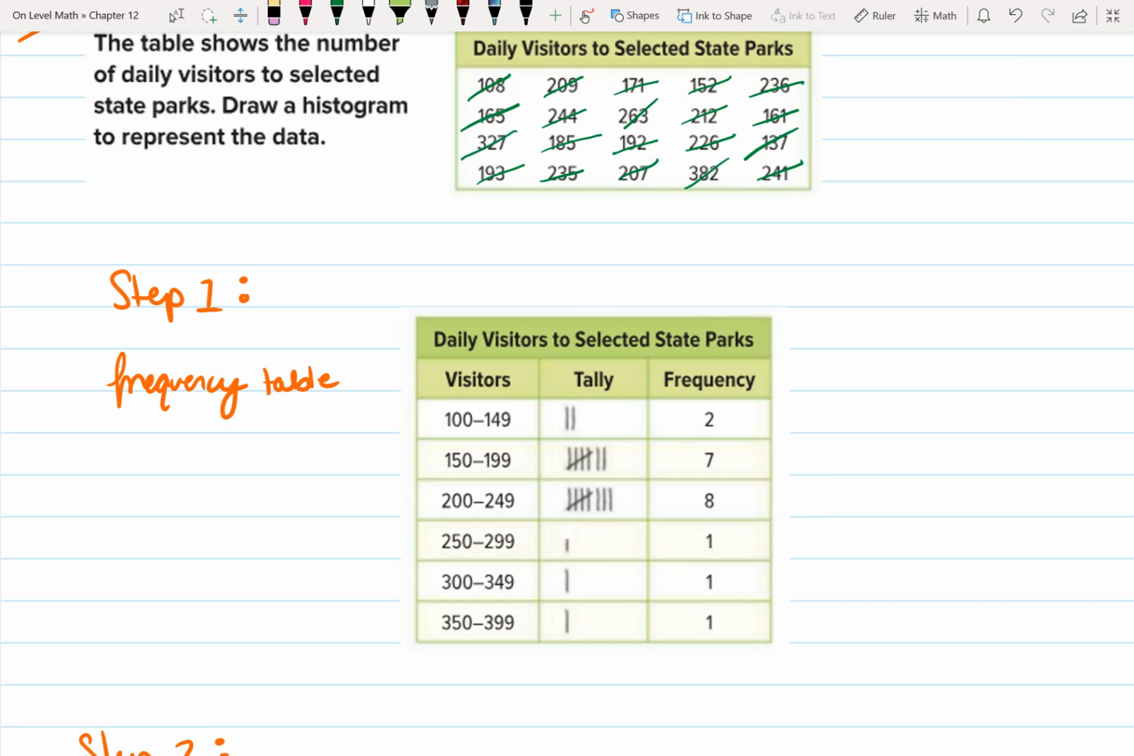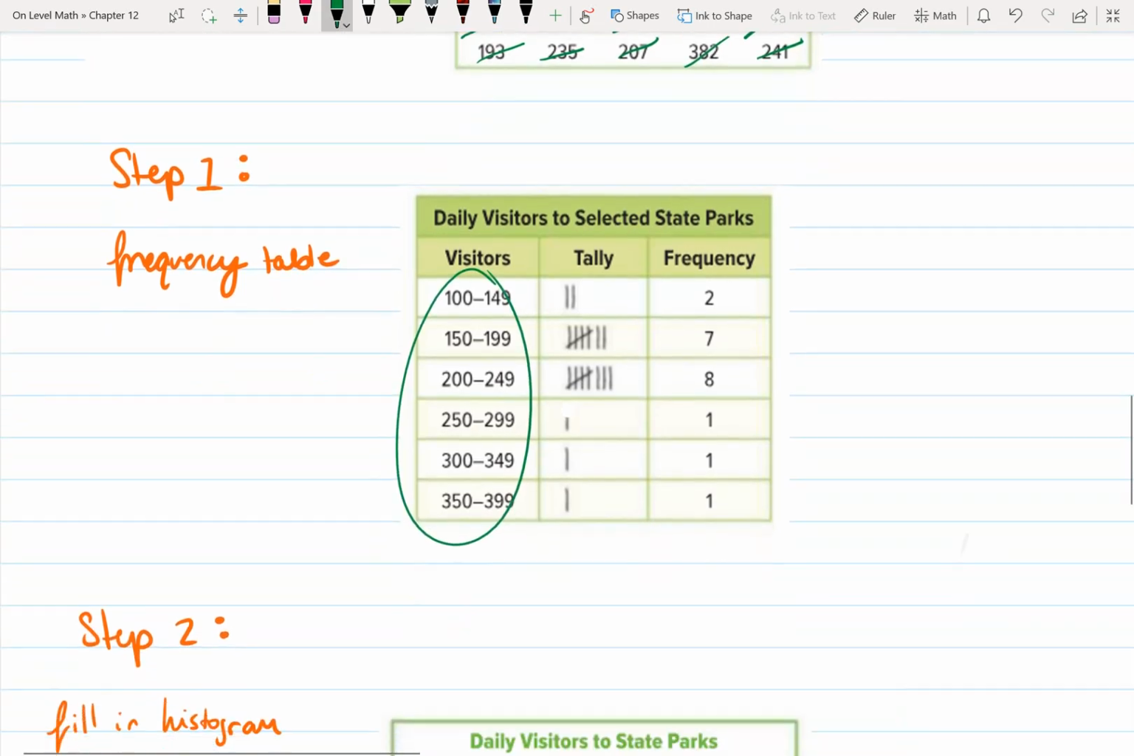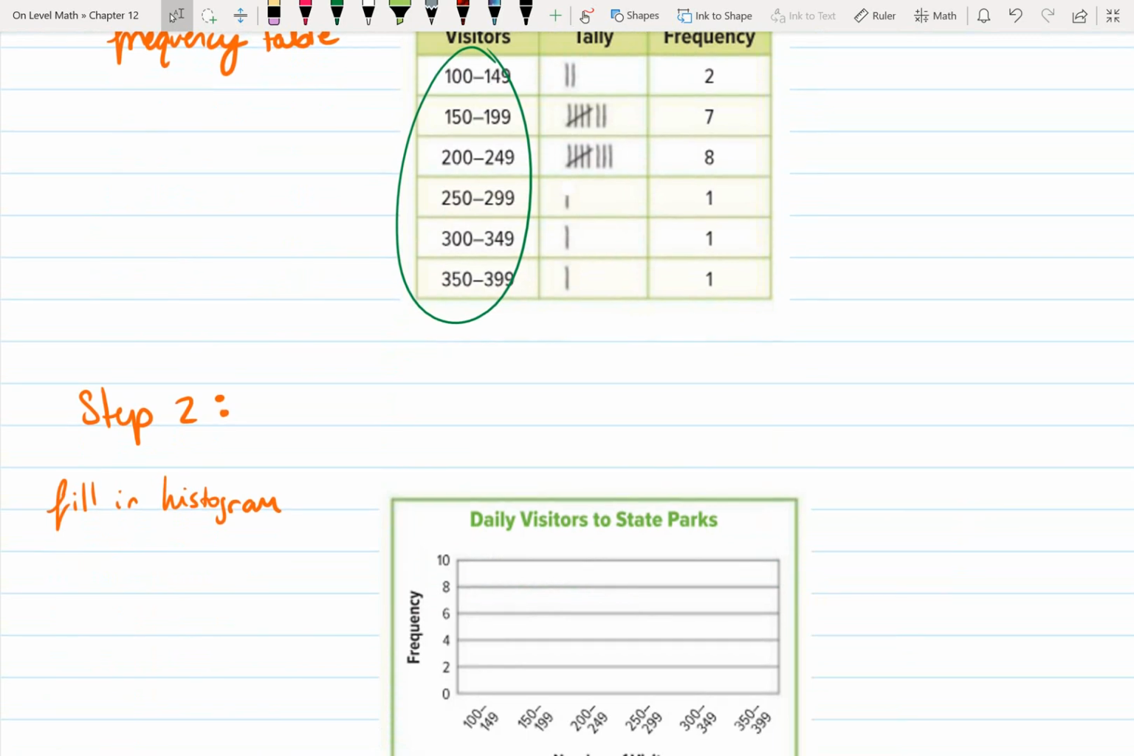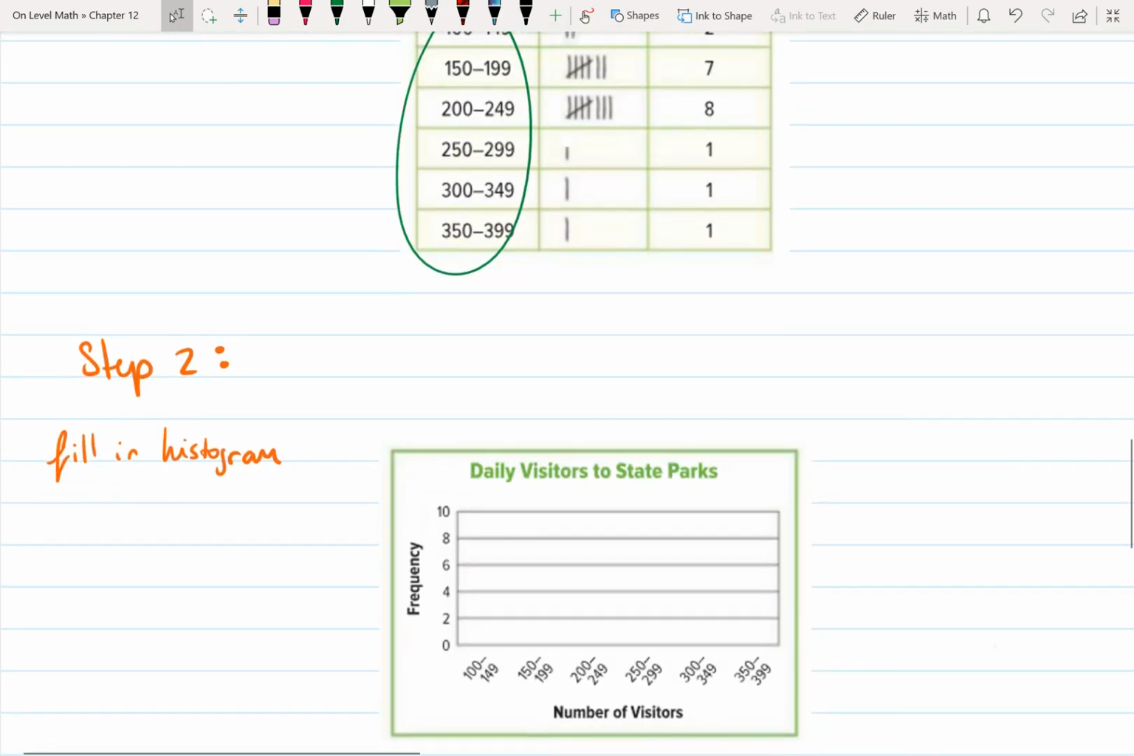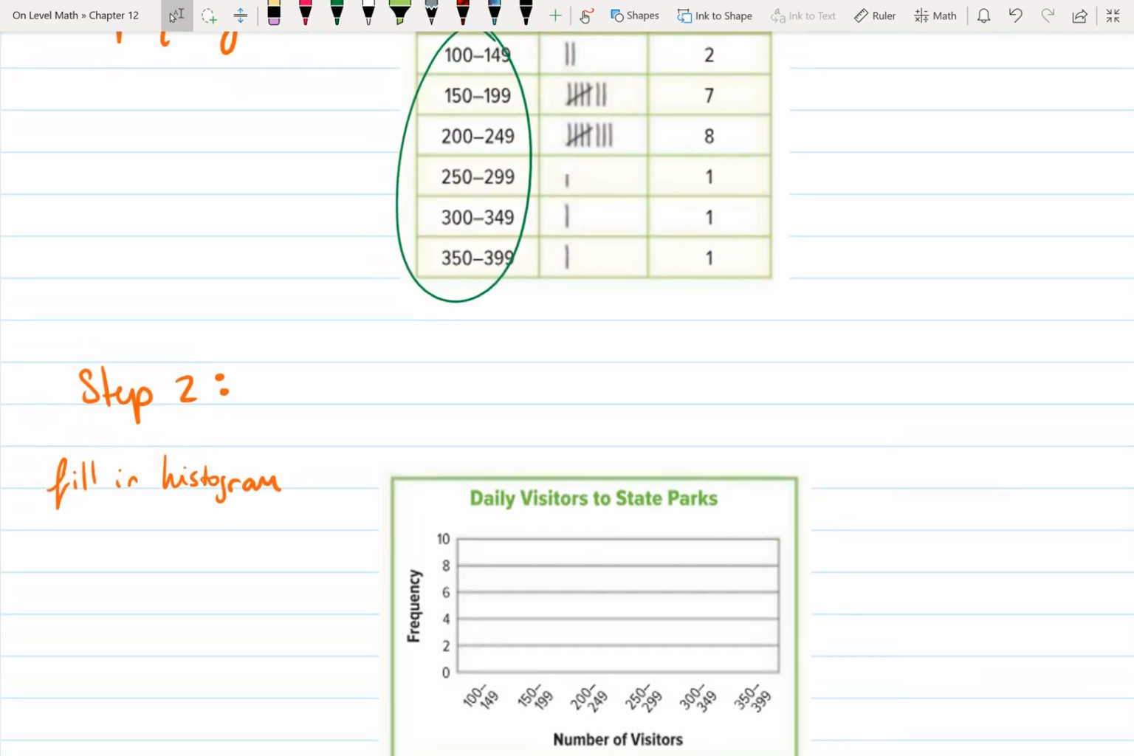It's just counting. They'll give you the ranges. You'll just have to tally it up and write the number. Now, we've got to fill in the histogram. So again, they give us the ranges. Now we just need to fill in how many. So for 100 to 149, we had 2. So we're going to go up to 2. Now, generally, try to keep your bars the same width.